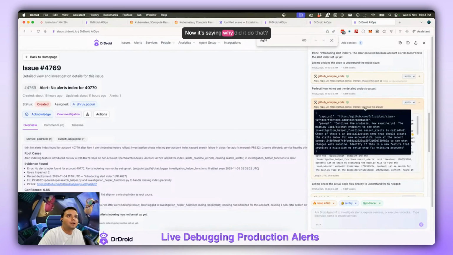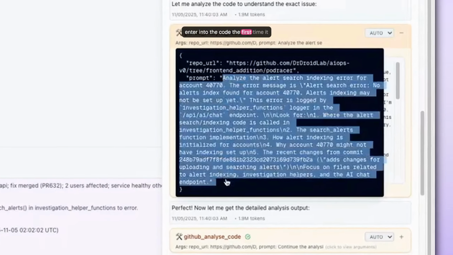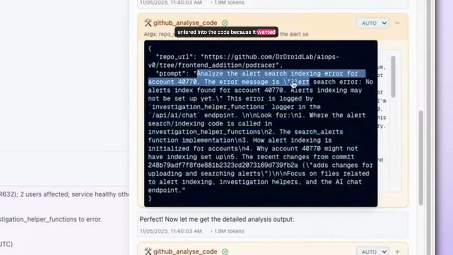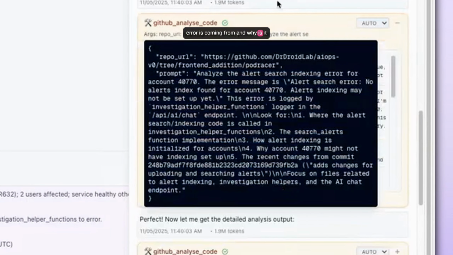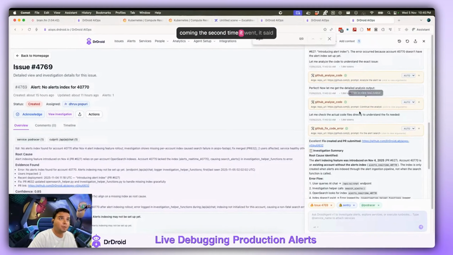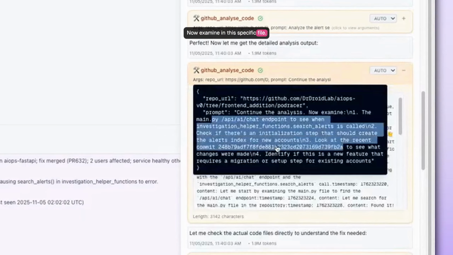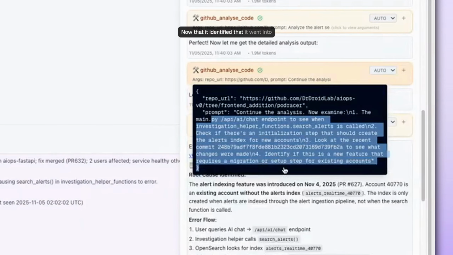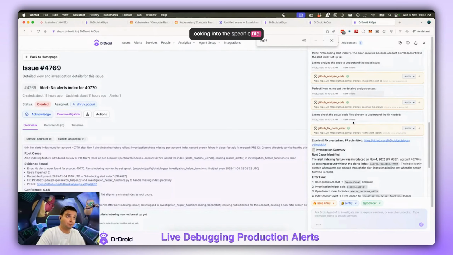Now it's saying, why did it do that? So I can read the prompt on why did it enter into the code. The first time it entered into the code because it wanted to understand the context of where this error is coming from and why is it coming. The second time it went, it said continue the analysis. Now examine in this specific file. Now that it identified that, it went into looking into the specific file.